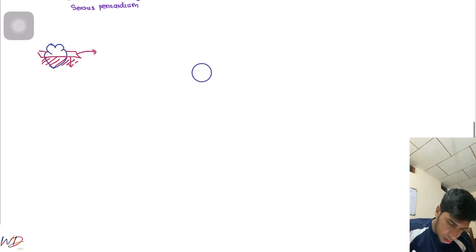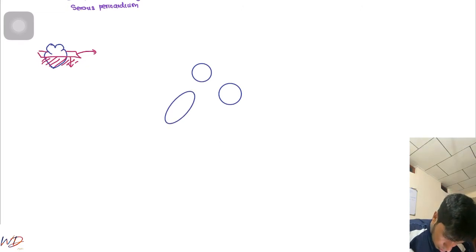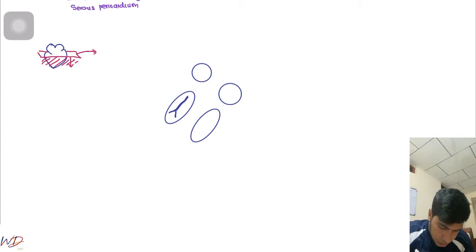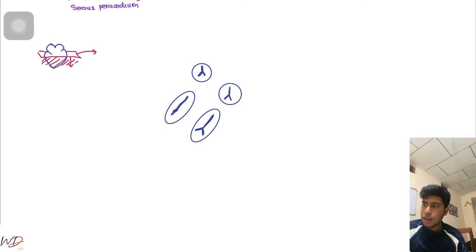1, 2. And we have this structure that is there in your PPTs. Oh, sorry. This is the bicuspid valve. This is the tricuspid valve. And this is the pulmonary trunk. This is the aorta. These are the valves of the 4 chambers of the heart.